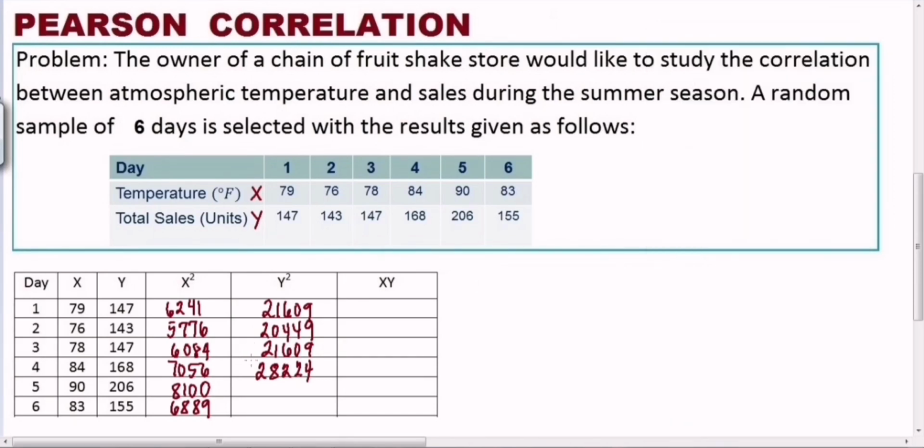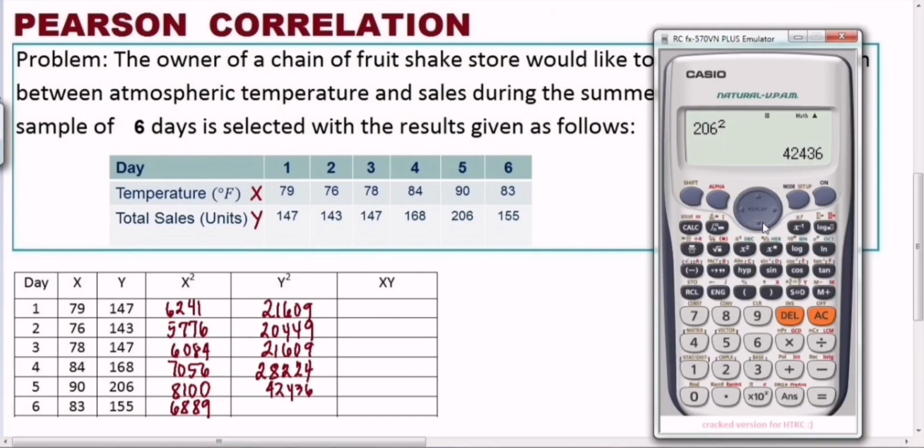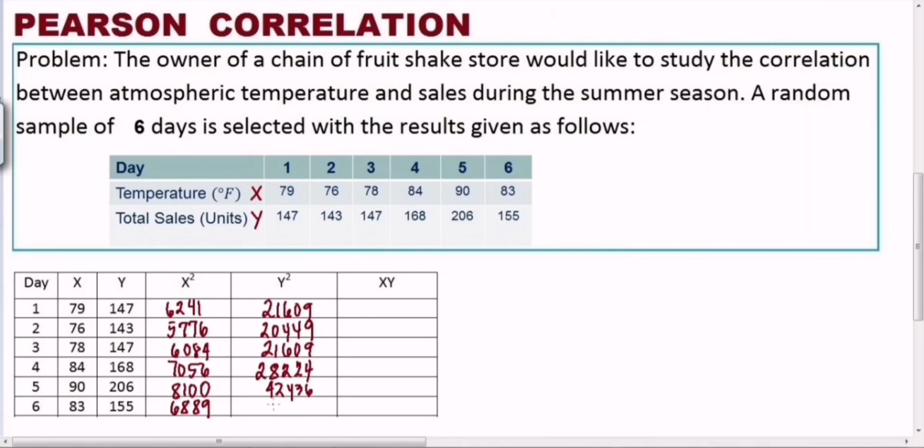So, 42,436. And then the last one is 155, at the end of the Y column. Okay, so 155. So the answer is 24,025. Okay? So next one is x multiplied by y.